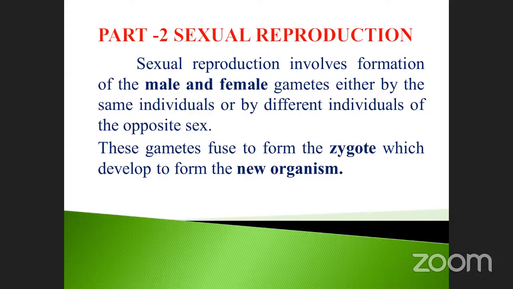The next part is the last and the least. Sexual reproduction. Already we discussed what sexual reproduction is. Sexual reproduction involves the formation of male and female gametes, either by the same individual or by different individuals of the opposite sex.